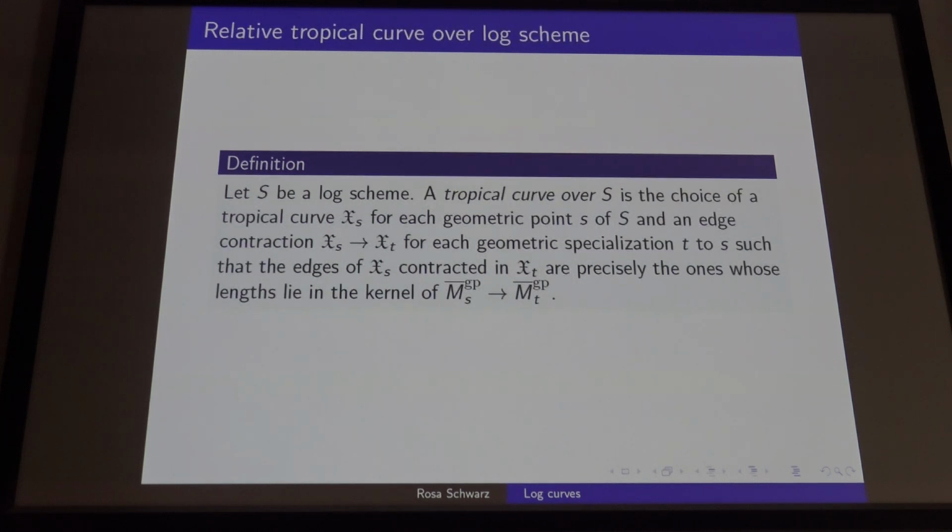Then we also need the definition of a relative tropical curve. You want a tropical curve over a log scheme, which is basically you give such a tropical curve as above, so such a graph with the extra data, but you also do edge contractions, which was mentioned in the very last part, and precisely those that will be mapped to 0 in your monoids.